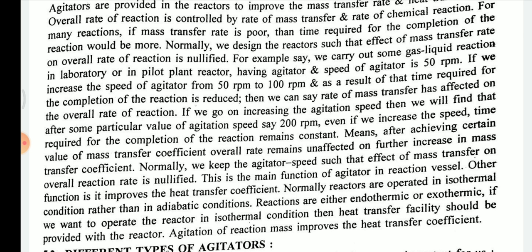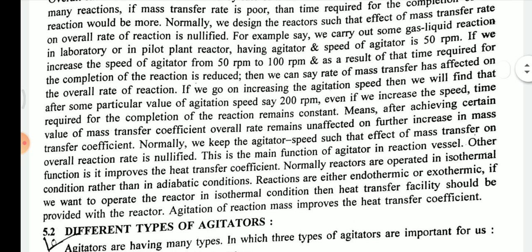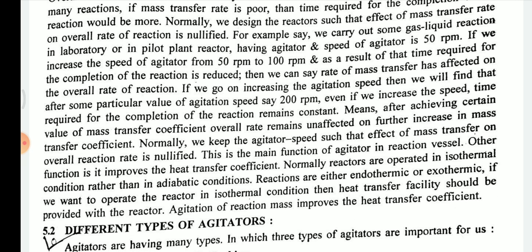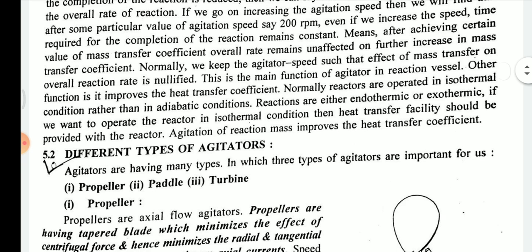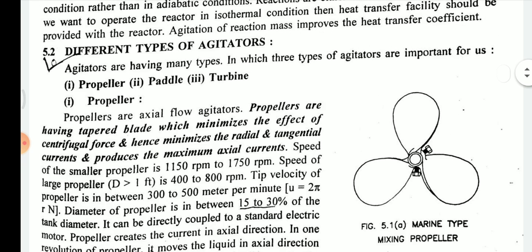Similarly, if I keep the speed of the agitator at 200 rpm, compared to the earlier speeds it will be more, and the mass transfer rate will be very high. So for the entire mass transfer process, the agitator plays the main role in completing the reaction fast. So let us check the different types of agitators.